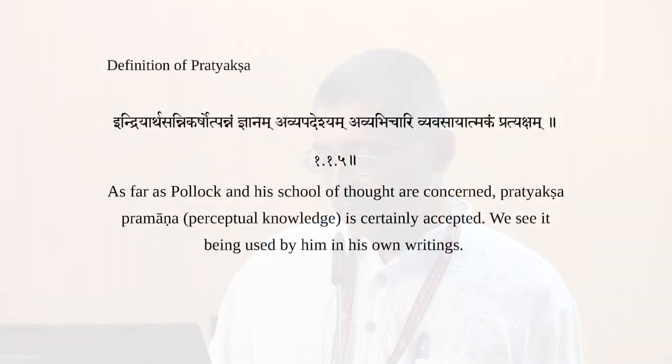A definition of Pratyaksha: Indriyartha Sannikarshotpannam Jnanam Avyapadesham Avyabhichari Vyavasayatmakam Pratyaksham. So here I think we are not so concerned about the definition of Pratyaksha. The definition of Pratyaksha changes. For example, Tarkasangraha gives a slightly different definition. But the Lakshana or definition of these four Pramanas is not so important. It is more important that the process is there, that the process takes place, as far as this philology of Sheldon Pollock is concerned.